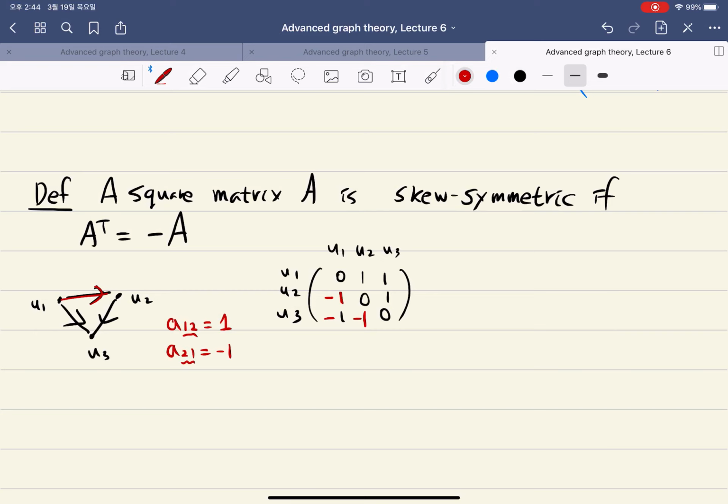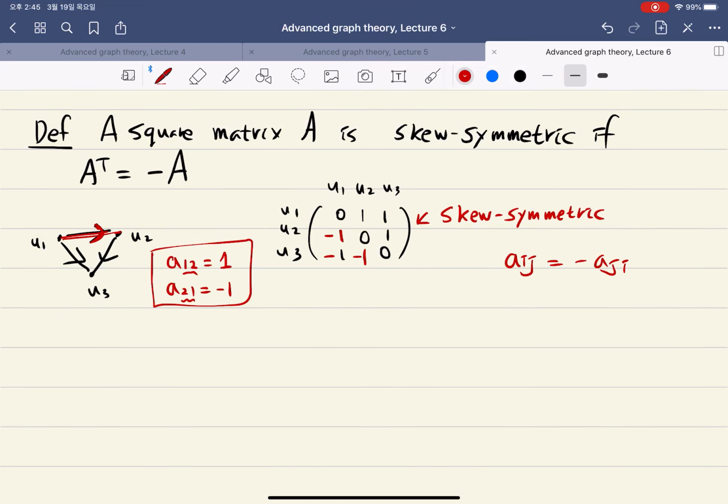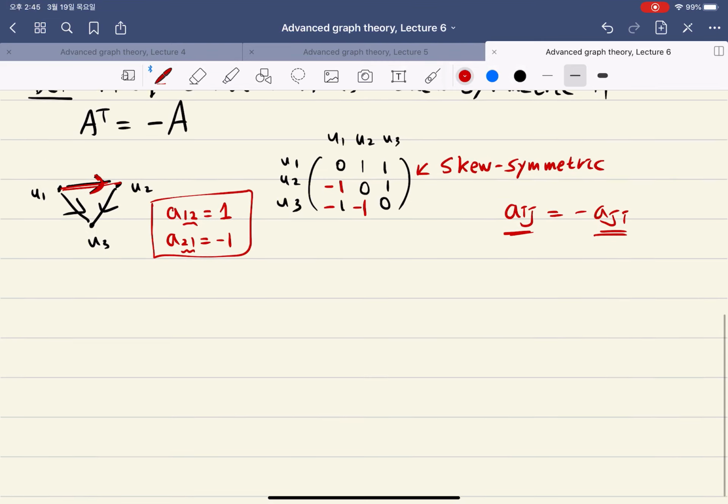Then we can consider this adjacency matrix for an oriented graph, and we know that it is skew-symmetric. From this definition, always a_ij is negative a_ji. If there is no edge between two vertices, then it's 0, and negative 0 is again 0, it's fine. And if there is an edge in one direction in the oriented graph, then it makes one of these two to be 1 and the other one negative 1.